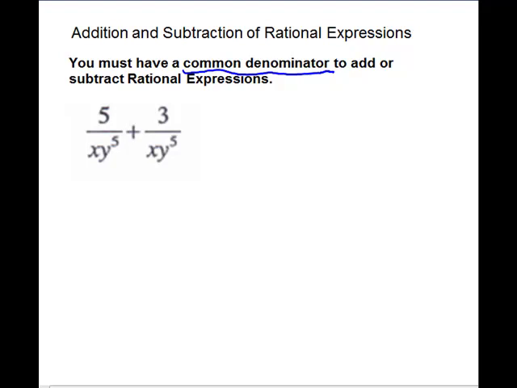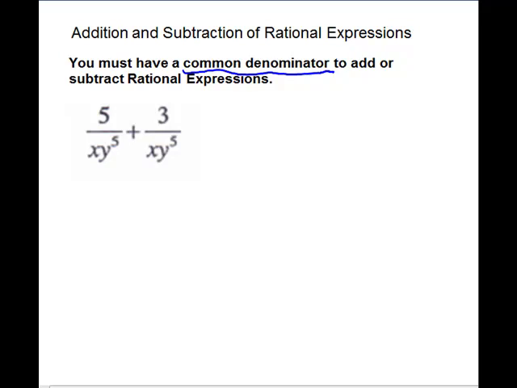Addition and subtraction of rational expressions. If you think back to fractions, remember that addition and subtraction is the place where you have to have a common denominator. The denominator's job is it describes what kind of piece you have, so it has to be the same in order to add or subtract them. Once you have it the same, then you combine the numerators and reduce at the end.